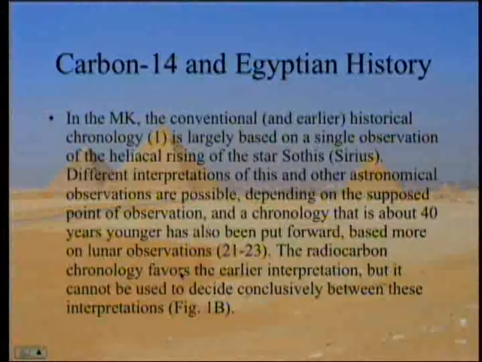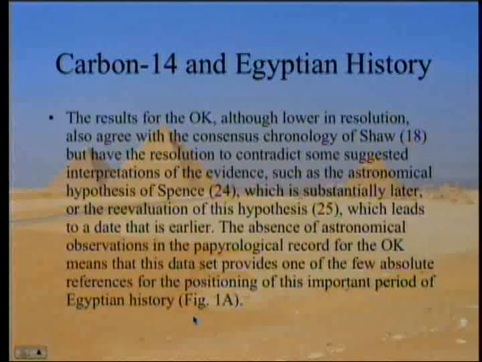The radiocarbon chronology favors the earlier interpretation, but it cannot be used to decide conclusively between these interpretations because they're just not that accurate. The results for the Old Kingdom, although lower in resolution, also agree with the consensus chronology of Shaw, which is the oldest of those three chronologies that he talked about earlier, but have the resolution to contradict some suggested interpretations of the evidence, such as the astronomical hypothesis of Spence, which is substantially later. So they feel like they can eliminate certain ones.